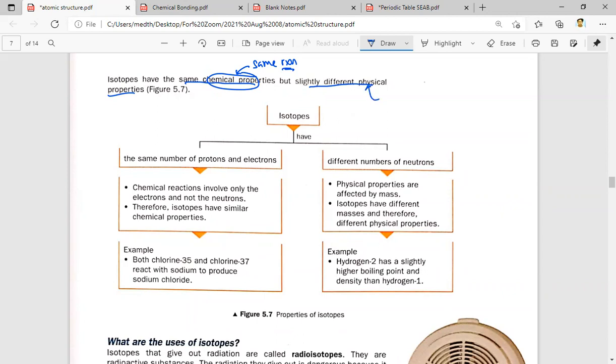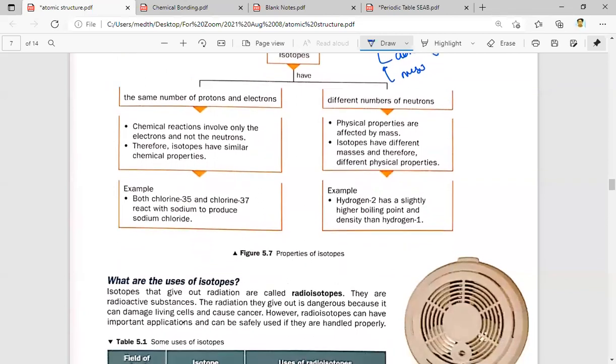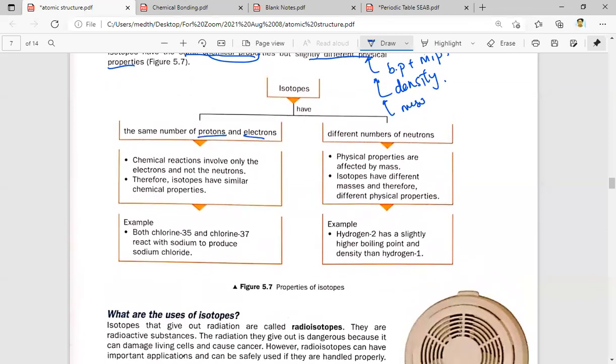One example of physical properties can be boiling point and melting point, can be density, can be mass also as well. So these are some of the examples of your physical properties. So for isotopes, do take note: same number of protons and electrons, a different number of neutrons.